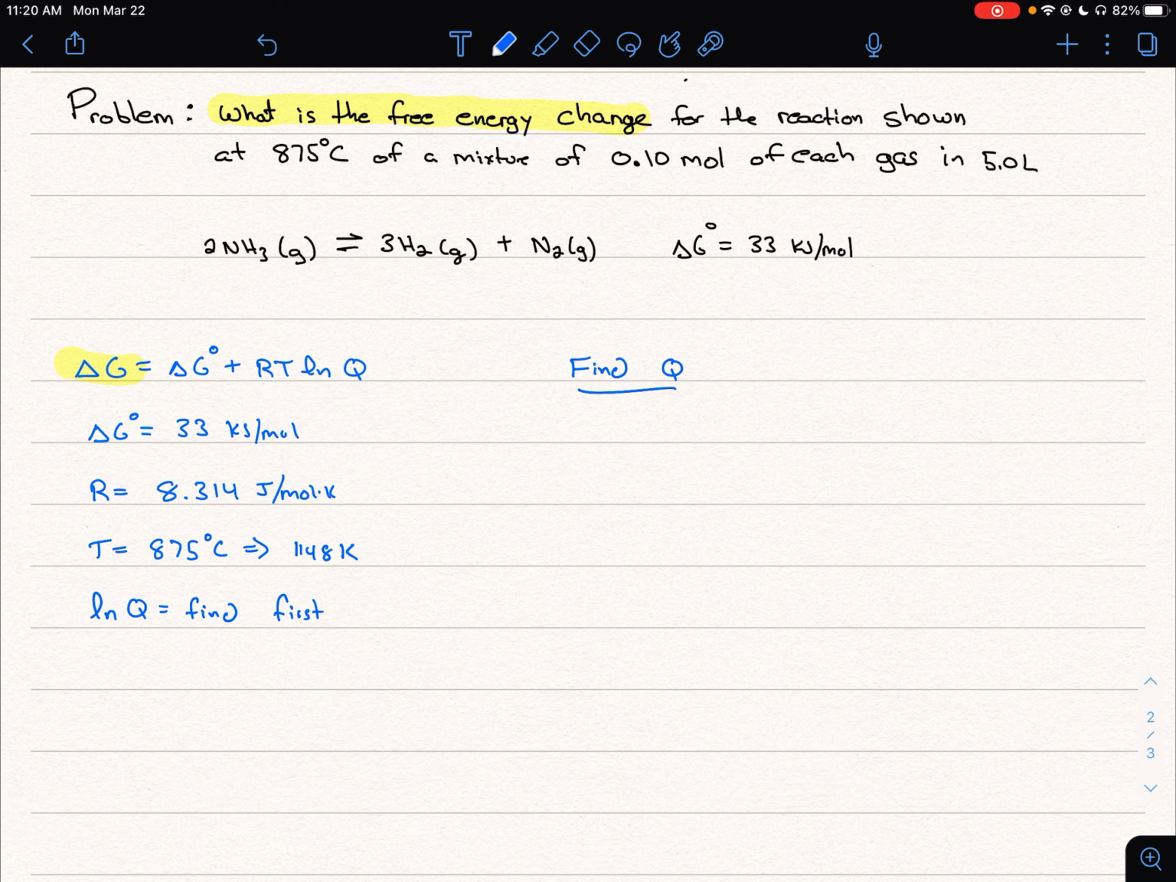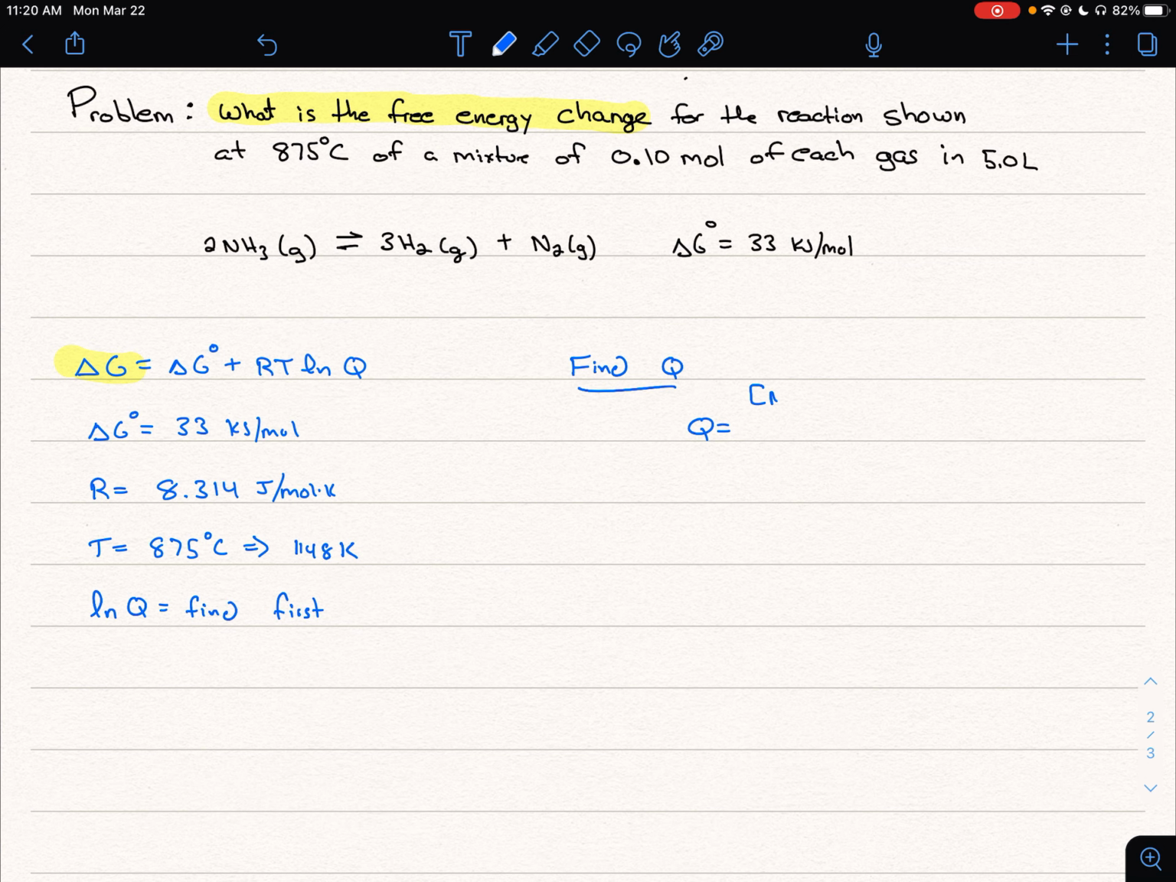So let's start off and we'll write an expression of Q. So we know Q is going to be products over reactants. So we're going to take the concentration of nitrogen times the concentration of hydrogen to the third power divided by the concentration of NH3 squared, right? So products over reactants.